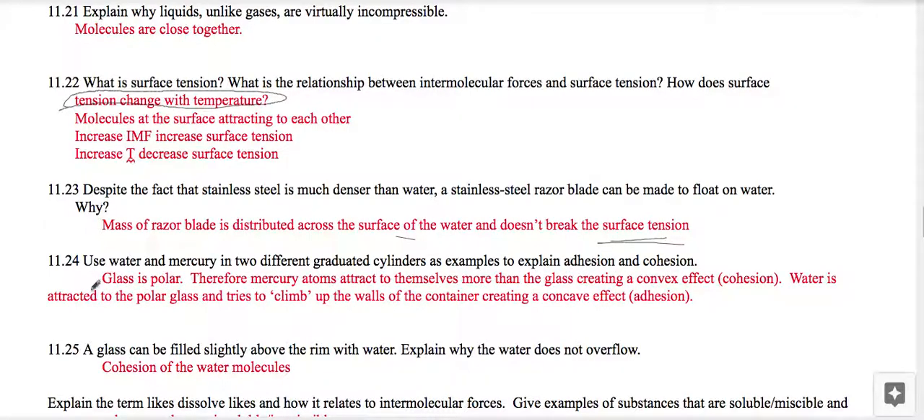Since glass is polar, we can look at how that's going to interact with the mercury or the water. Since mercury is going to be nonpolar, it's going to attract to itself more than the glass, which causes that convex shape like this inside the cylinder. Water is attracted to the glass because it is also polar, so it tries to climb up the walls, which provides a shape like this. So that's the meniscus. That's what we always see when we fill water inside of a container.